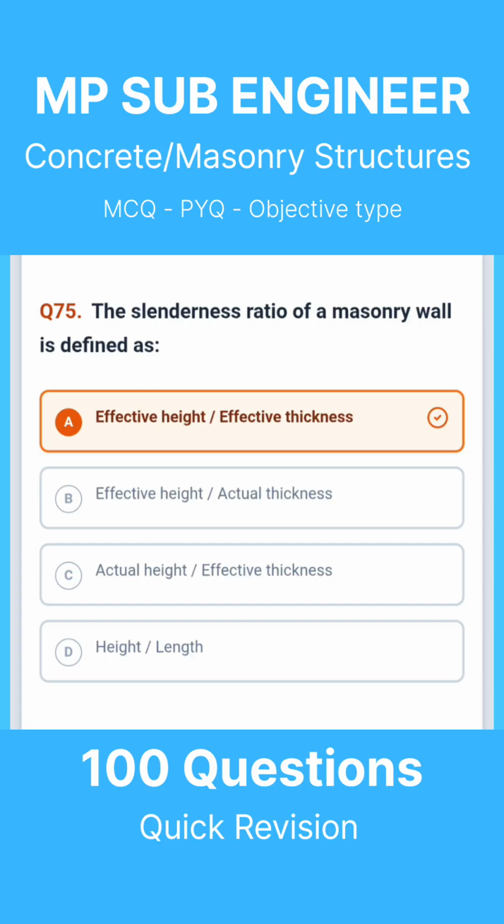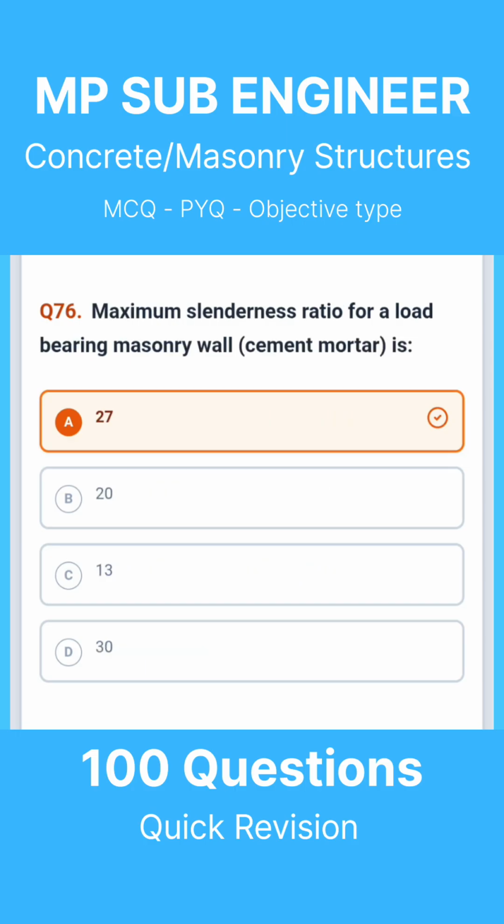Question 75. The slenderness ratio of a masonry wall is defined as. The correct answer is effective height divided by effective thickness. Question 76. Maximum slenderness ratio for a load-bearing masonry wall with cement mortar is. The correct answer is 27.